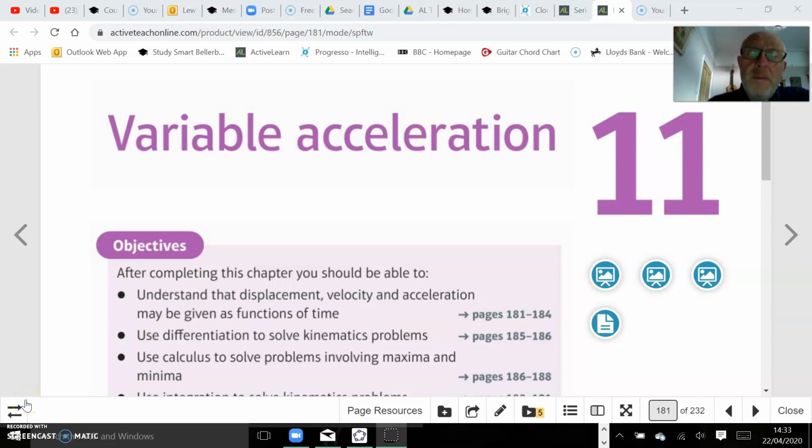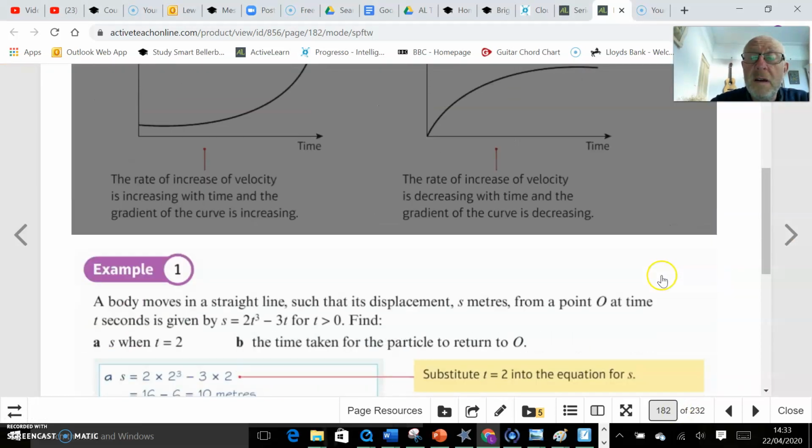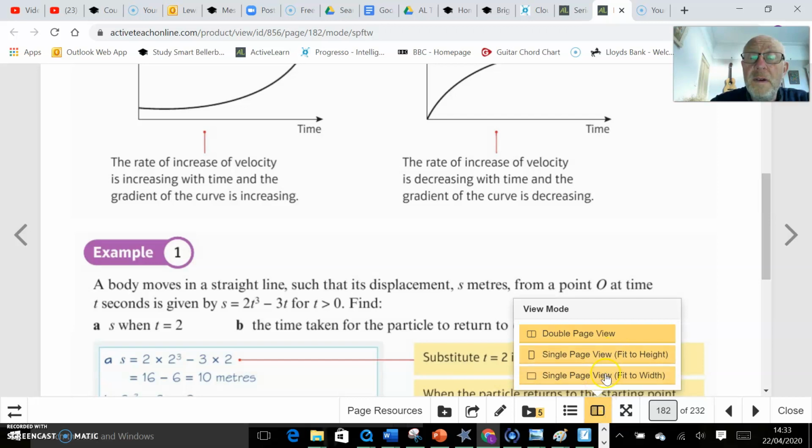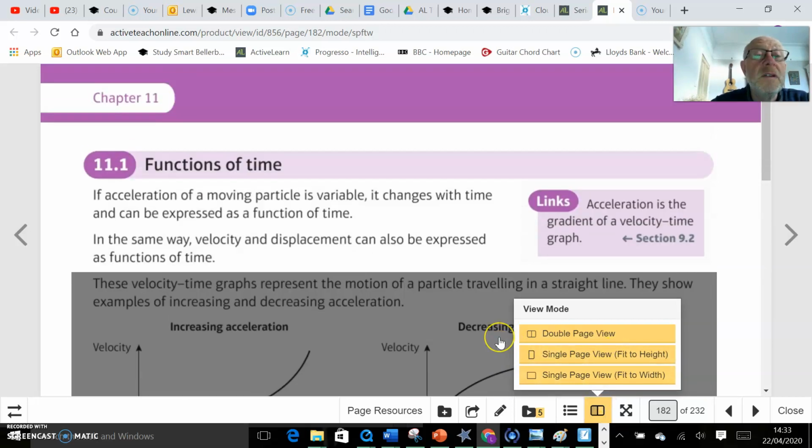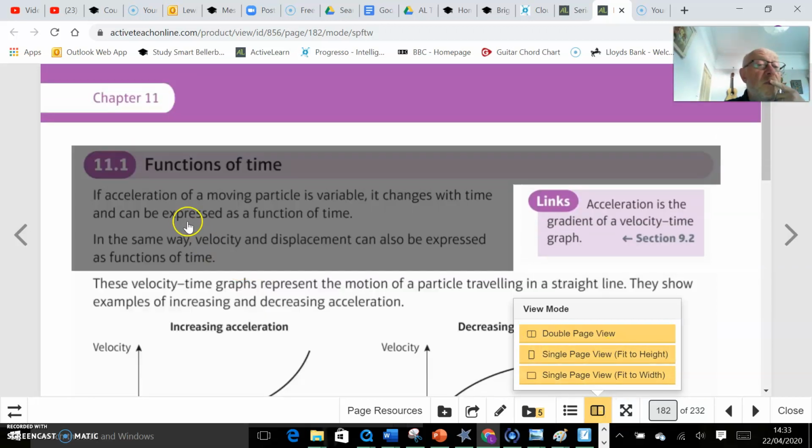Hello everyone, this lesson is an introduction to variable acceleration, which is on page 181 of the book, and it will cover the first section, which is section 11.1, functions of time.